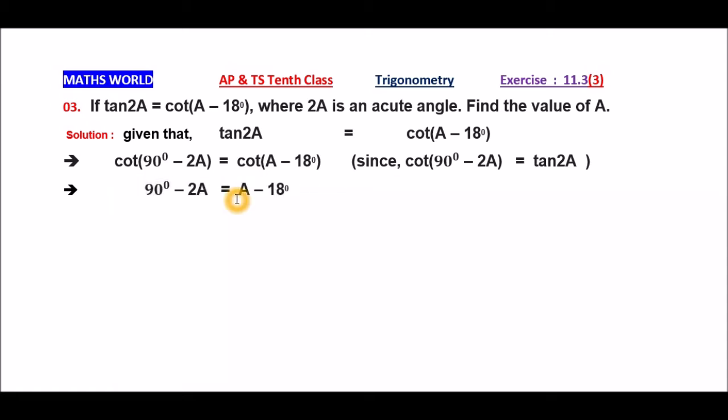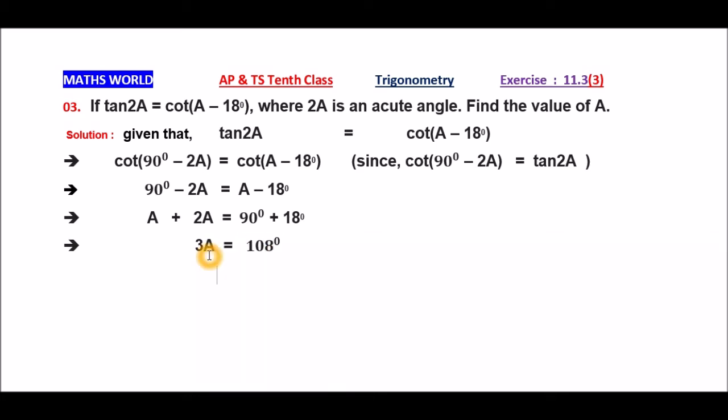So I am sending all the like terms one side, numbers one side, a terms one side. So I am sending this minus a other side. That minus becomes plus. So a plus 2a is equal to, I am sending this minus 18 other side, becomes plus 18 degrees. 90 plus 18 degrees. A plus 2a is equal to 90 plus 18 degrees. That implies a plus 2a is 3a. 3a is equal to how much? 90 plus 18 is 108.